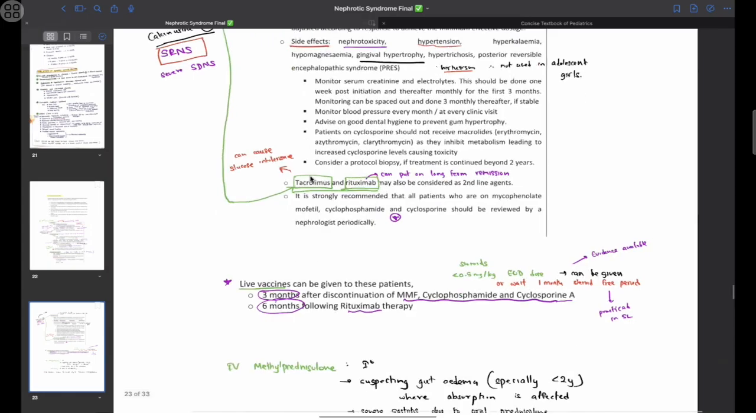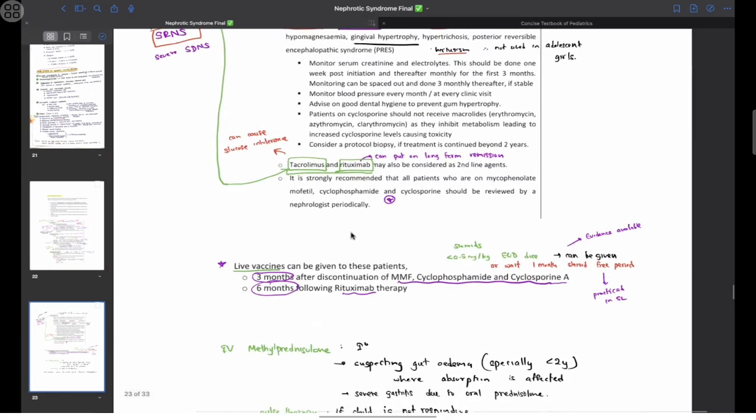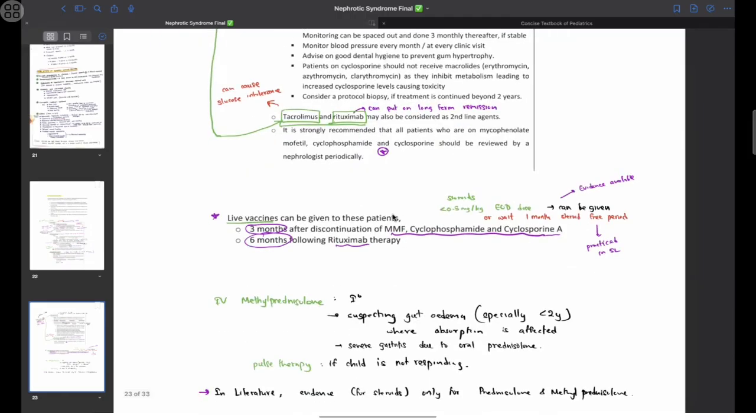So this is what I said. Others, when you give the live vaccines while on these medications. This is also something they asked me. Because my patient was on tacrolimus, when will you give varicella once the patient is on tacrolimus, and when will you give it when the patient is on steroids? So those things also, just know these.